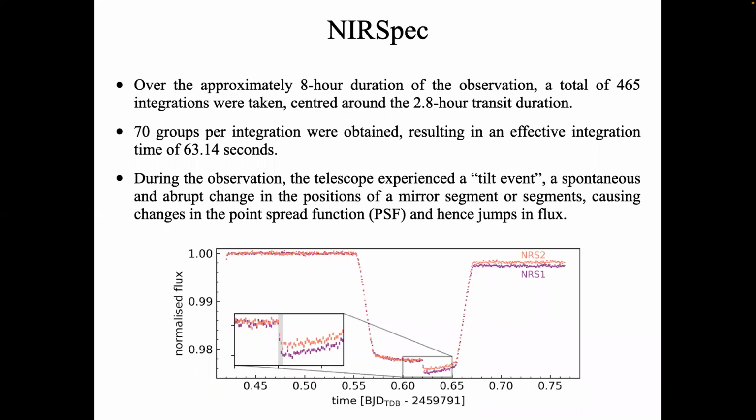This is the white light curve. We observed for 8 hours and obtained more than 460 integrations. And we observed a tilt event. You can see that there is a jump here. This is due to a change in position of a mirror segment. We don't know why it happened, but it's not a meteorite. But it's not a big issue, because we can just move this point to the same level.